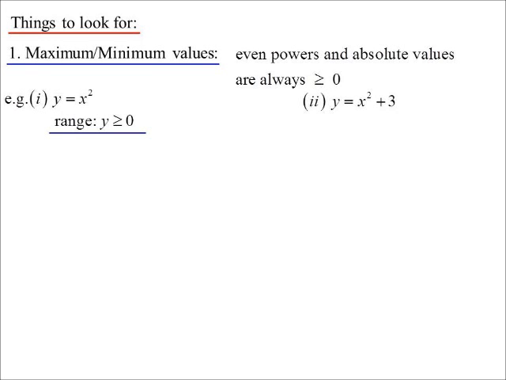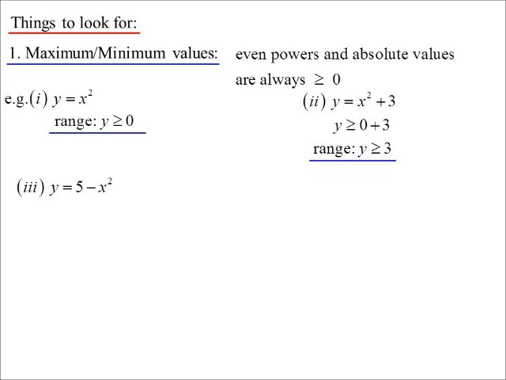So logically then, x squared plus 3, well, I know the x squared is always going to be greater than or equal to 0. So therefore, my y values will always be greater than or equal to 0 plus 3. So y will always be greater than or equal to 3.